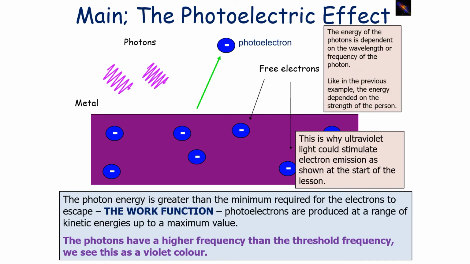Now in this example, the photon energy is greater than the minimum required for the electrons to escape, the work function. So the photoelectrons are produced with a range of kinetic energies up to a maximum value. So these photons have a higher frequency than the threshold frequency, which we can see as a violet colour.